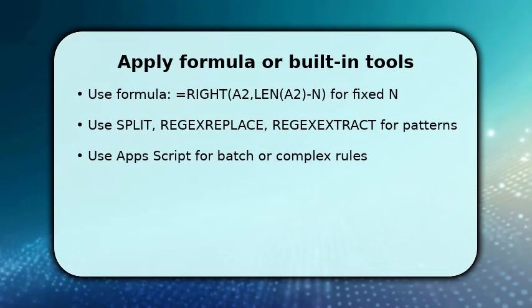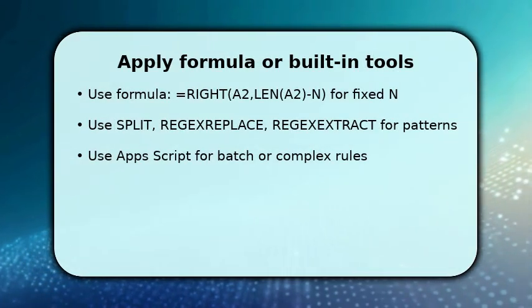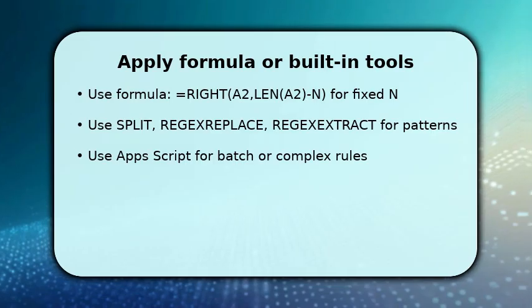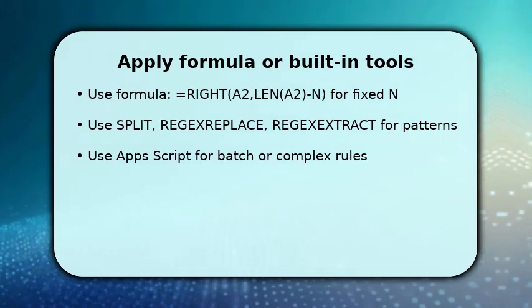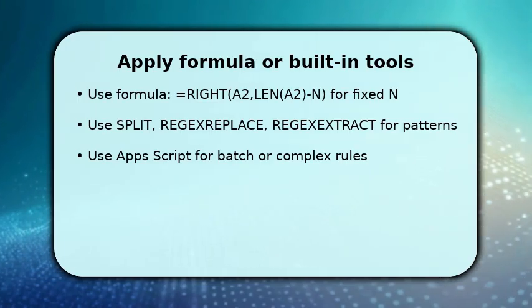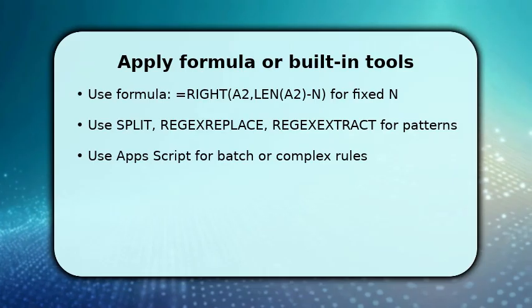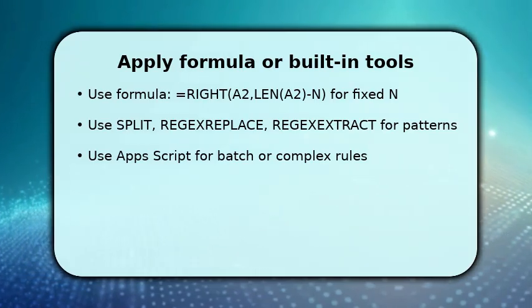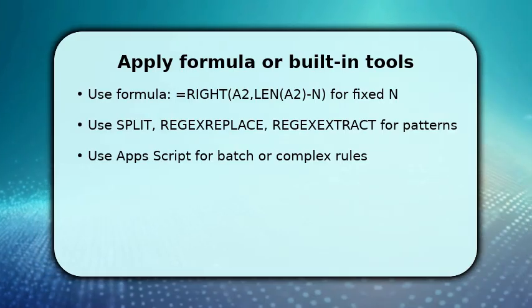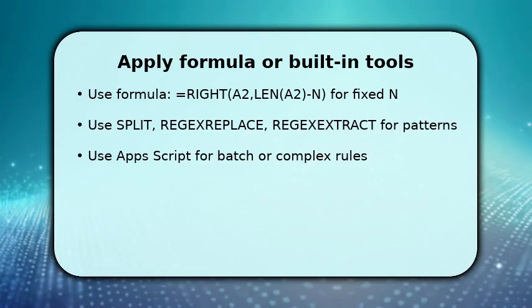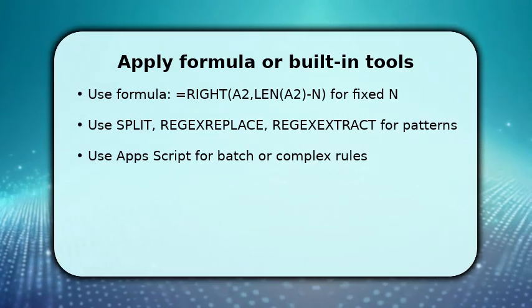Now you will apply the appropriate method. If the prefix is a known length, use RIGHT with LEN and a numeric n. This directly strips the left characters. For delimiter or variable patterns, use SPLIT or REGEXREPLACE to match and remove everything before the delimiter, or REGEXEXTRACT to capture the remainder. If rows are many or rules complex, write a short Apps Script to loop and replace. That automates bulk edits and avoids manual copying later.